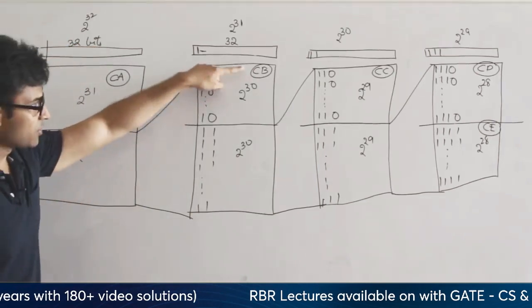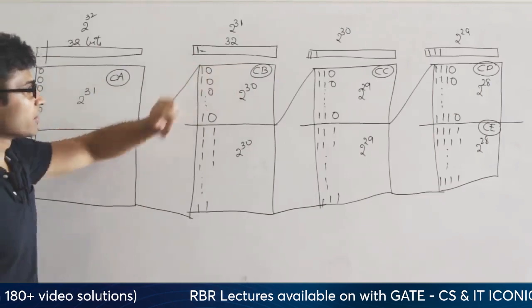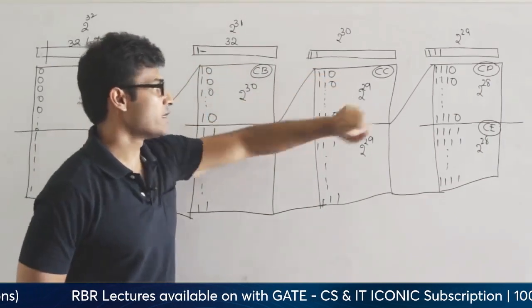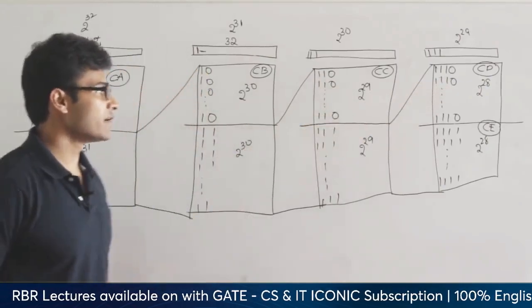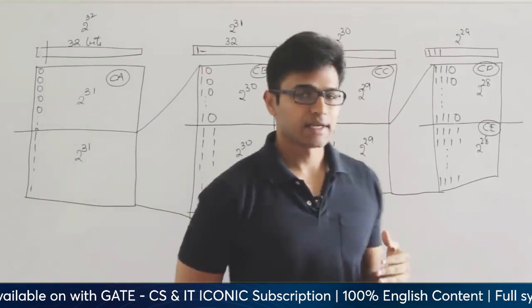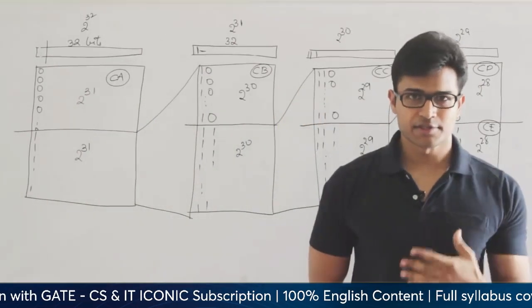In class B, what is the total number of IP addresses present? It is 2 power 30. In class C, what is the total number of IP addresses present? 2 power 29. In class D, it is 2 power 28. That is the first thing you have to remember. So, one kind of question is, given any class, what is the total number of IP addresses present?